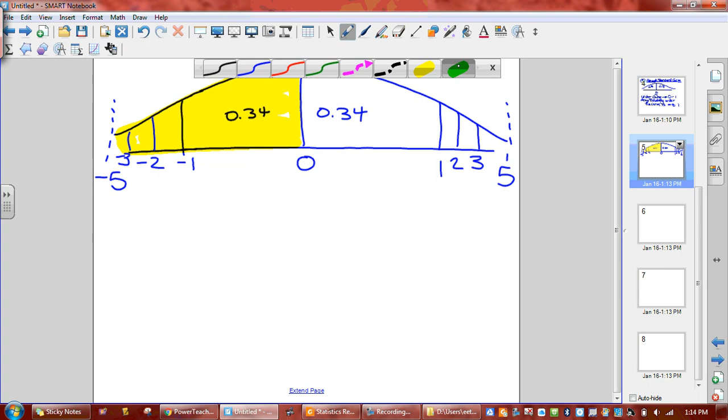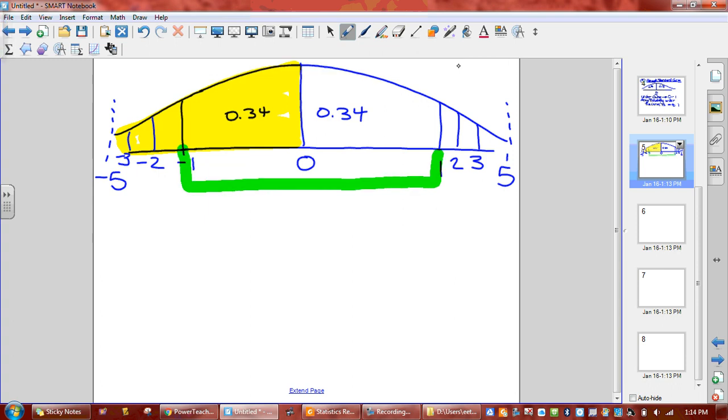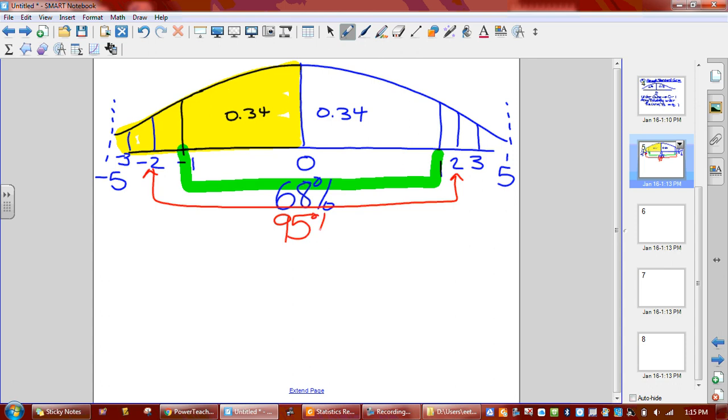The first rule is between -1 and +1. 68% of the data lie between -1 and +1. 68 because 0.34 and 0.34 give us 0.68, which times 100 is 68% of the data. Then we stretch it out to -2, +2. -2 to +2 is considered 95% of our data.